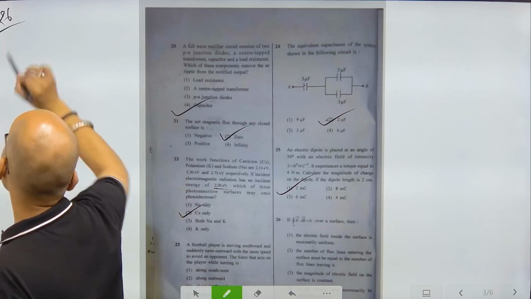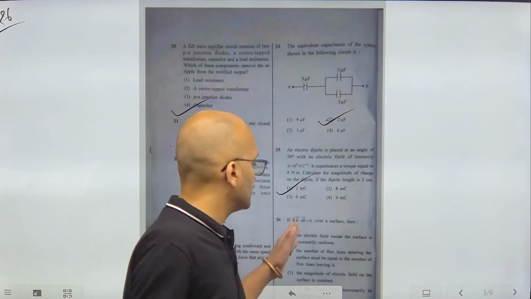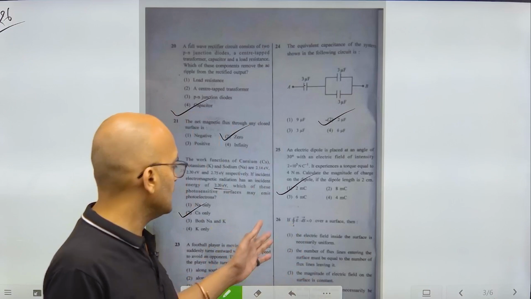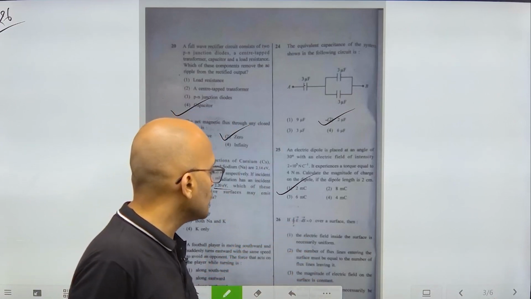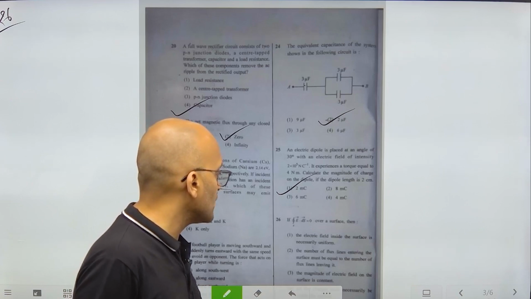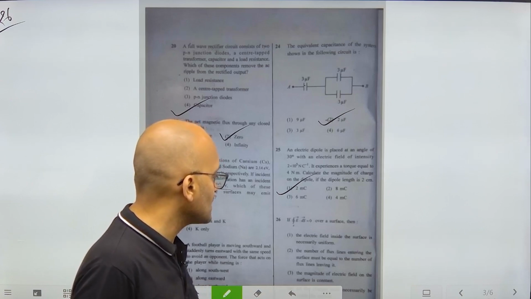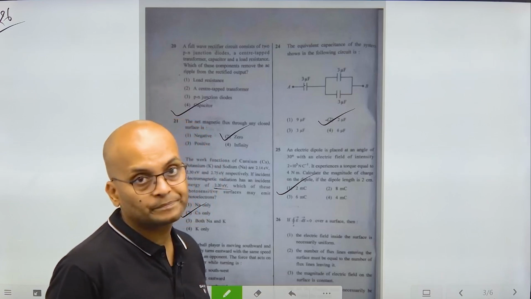Question number 26. Gauss law in electrostatics. If closed integral of E dot ds is equal to 0 over a surface, then the electric field inside the surface is necessarily uniform.